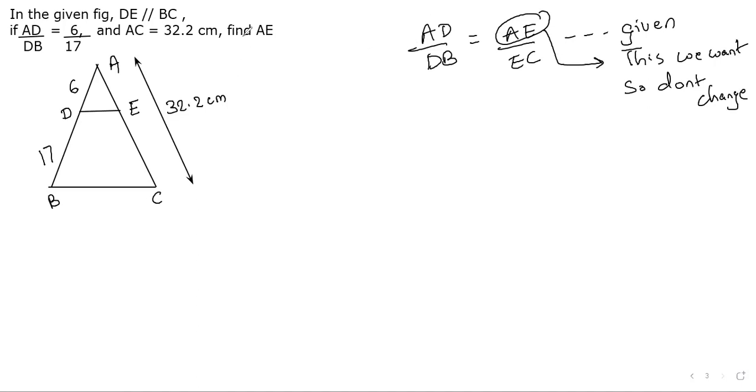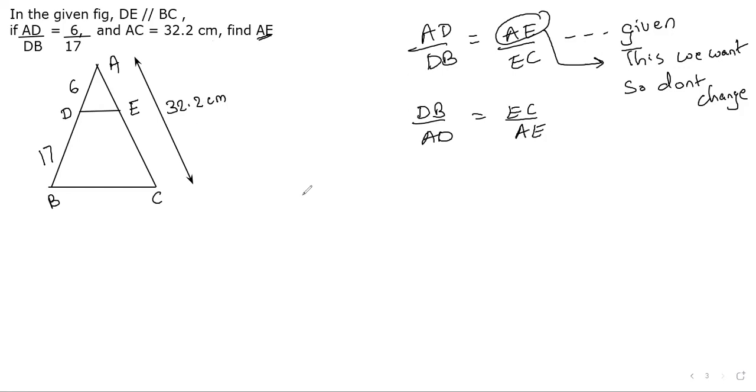Okay, we want to find AE, so AE needs to be kept as it is, so this won't change. So what we'll do? Taking reciprocals. DB upon AD, yes or no? Is equal to AC upon AE.